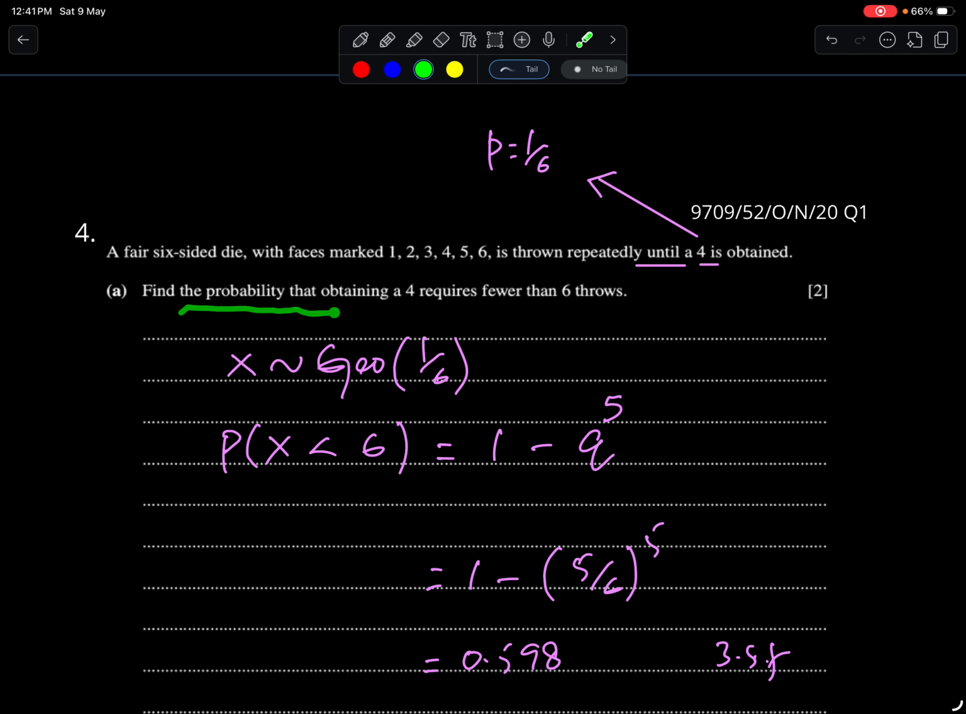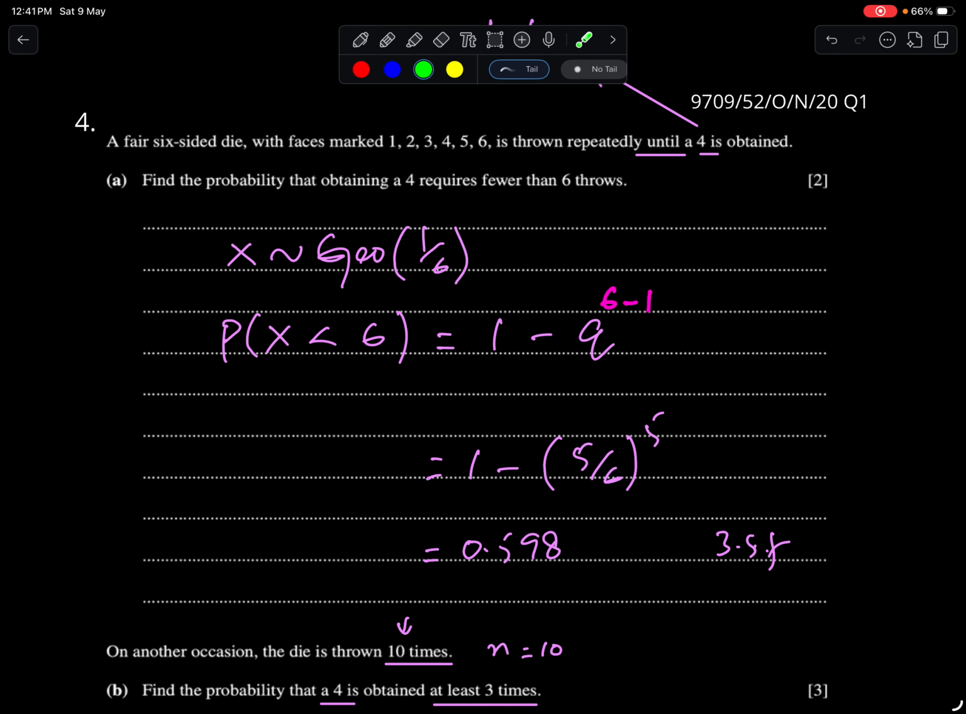Find the probability that obtaining a 4 requires fewer than 6 rolls. Less than 6. I told you the rules. It's 1 minus q power r minus 1. So this is according to that rule. 6 minus 1, 5. You can write this in this way. That's the rule: 1 minus q power r minus 1. This is r. So this will become 5, and you must write your answer up to 3 SF.